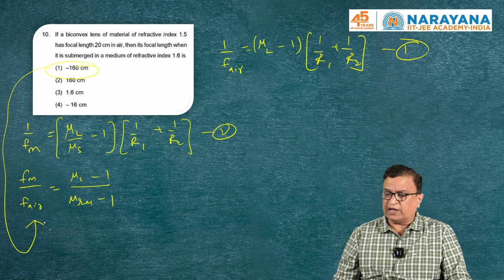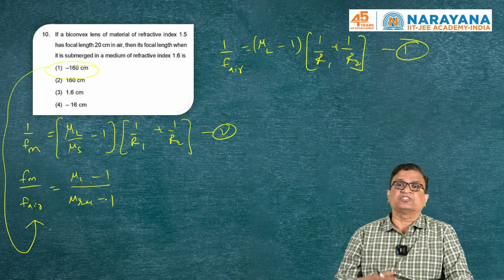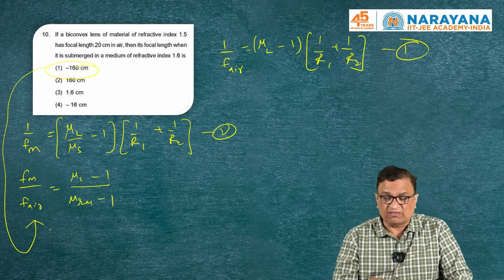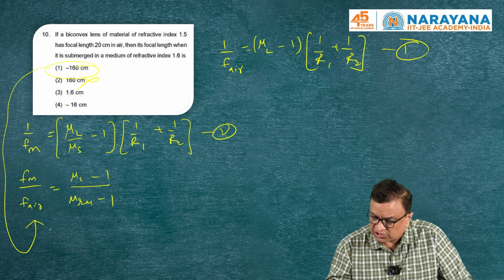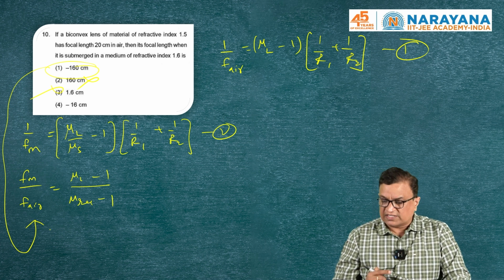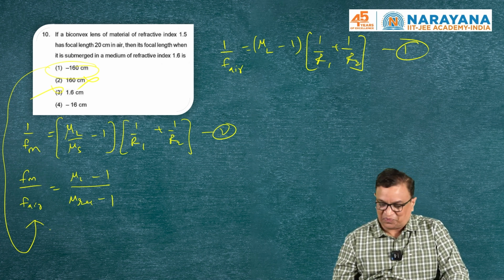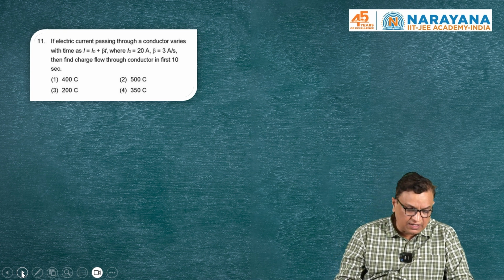Why you are getting a negative answer means here the surrounding medium's refractive index is more than the refractive index of the lens. If I am in your shoes, I will first of all strike off the second and third options because it can't be positive. So I will set my answer between 1 and 4. Right. Then let us proceed further to the 11th question.